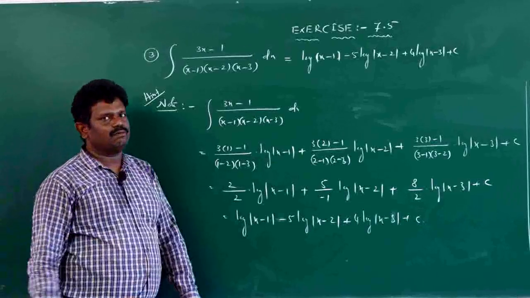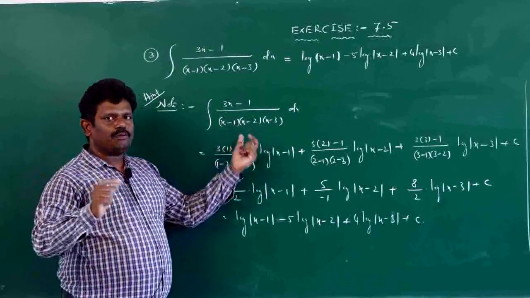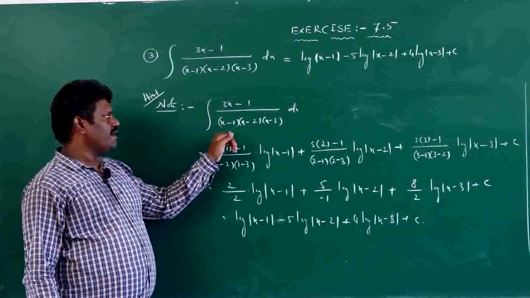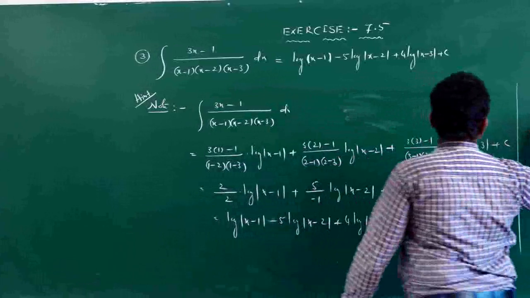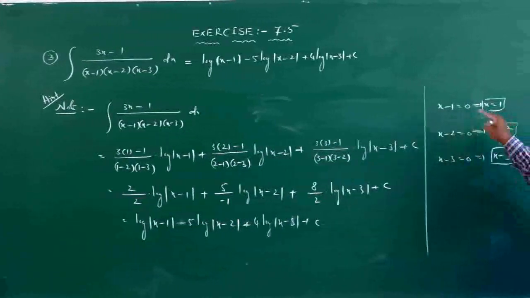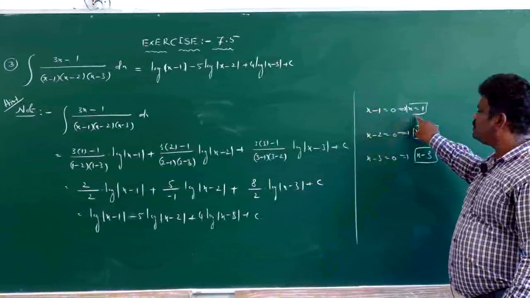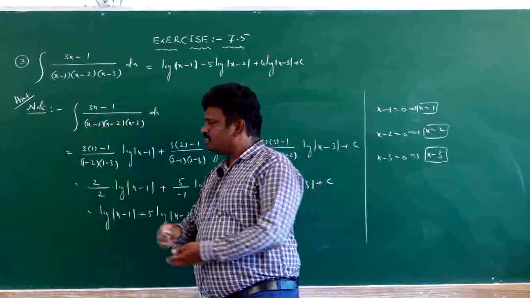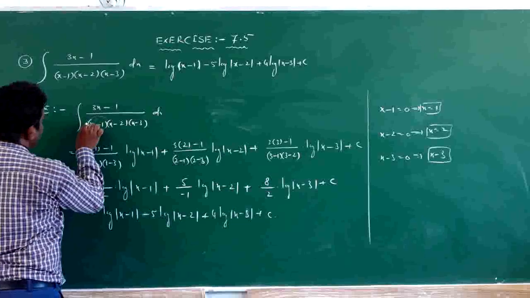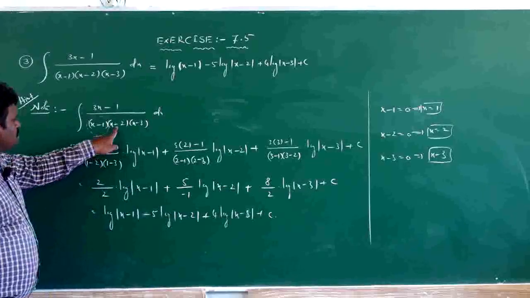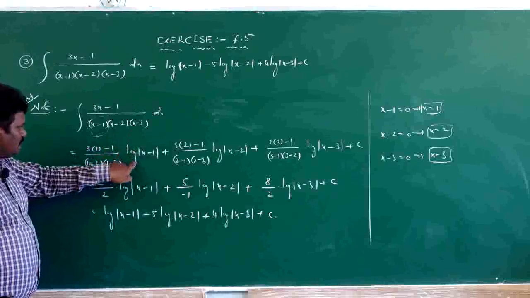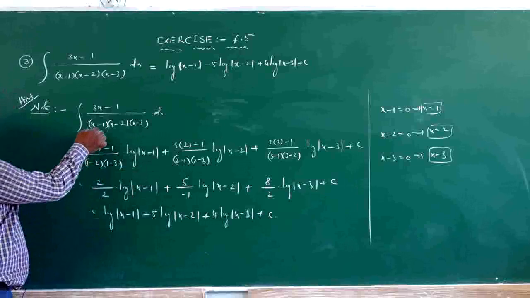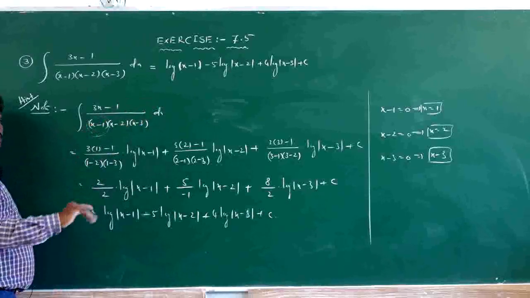How do we find this? First we observe how many non-repeated linear factors there are, and only then do we apply this method. If we take any one factor, x minus 1, x minus 1 equal to 0 means x is equal to 1. Now in the total integrand, we substitute x equal to 1, here 3 into 1 minus 1 by, except this factor x minus 1, the remaining factors, 1 minus 2, 1 minus 3, into log of the factor we have taken.